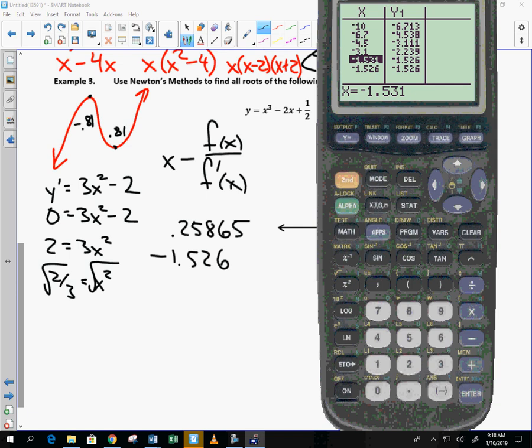Might not be the best idea. Okay. Well, it crosses twice. Is it possible it crosses 3 times? What would be another spot I could guess? Sure, let's try 1. Ooh, 1.5.